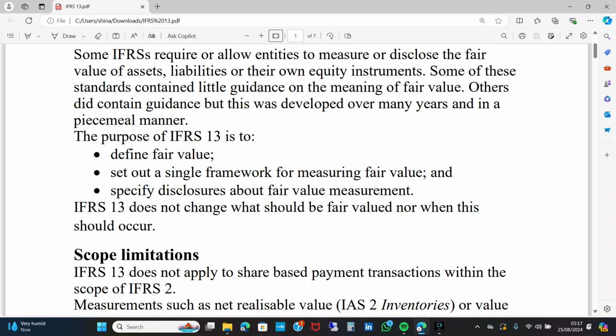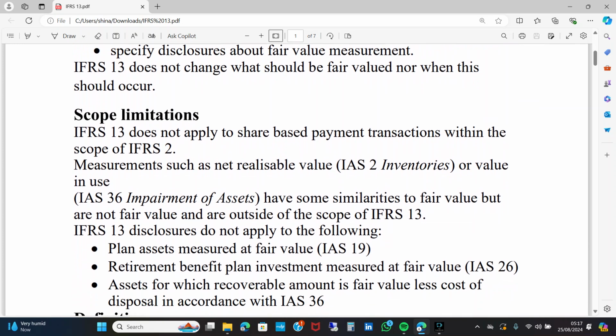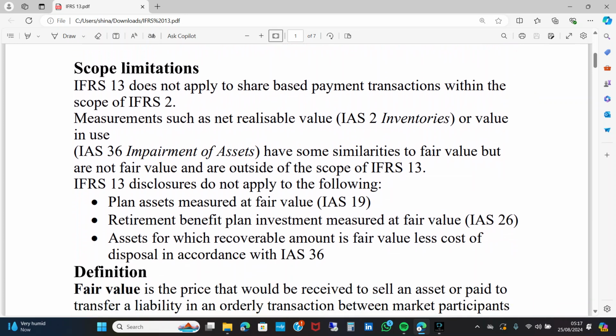Now, let's look at scope limitations. What are the areas that are not covered by IFRS 13? IFRS 13 does not apply to share-based payment transactions within the scope of IFRS 2. IFRS 2, don't worry, it's not for the skill stage, it's for the professional stage. So for those doing professional, when you get to professional stage, we'll do that. Then measurements such as net realizable value in IAS 2 inventory, or value in use in IAS 36, have some similarities to fair value, but they are not fair value and they are outside the scope of IFRS 13. So when it comes to inventory, that's outside the scope.